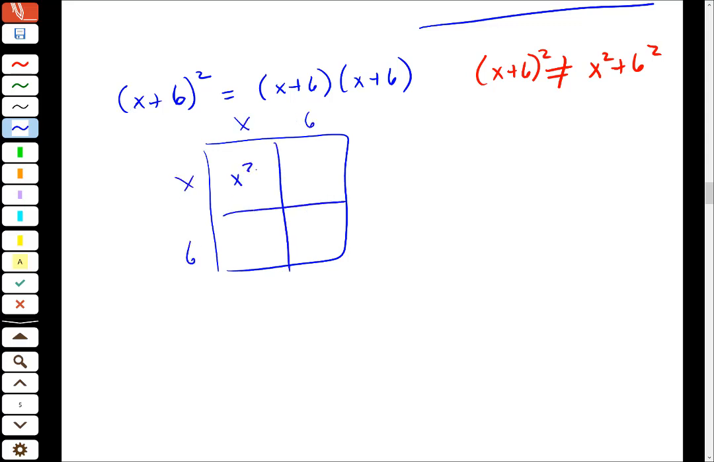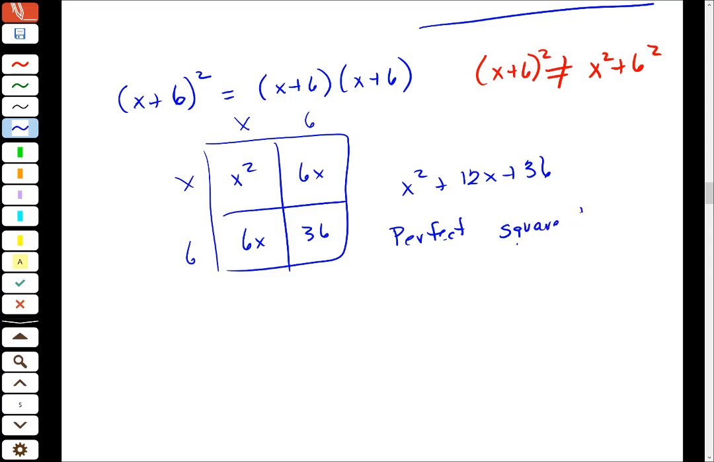x times x, I get x squared, 6x, here's a 6x, here's a 36. Then I get x squared. The two 6x's are 12x plus 36. And this is called a perfect square trinomial. So when we go to factoring, you'll remember. This thing is like 6 times 6, and this thing is 2 times 6. So you get these 6's that show up in this kind of unique way.